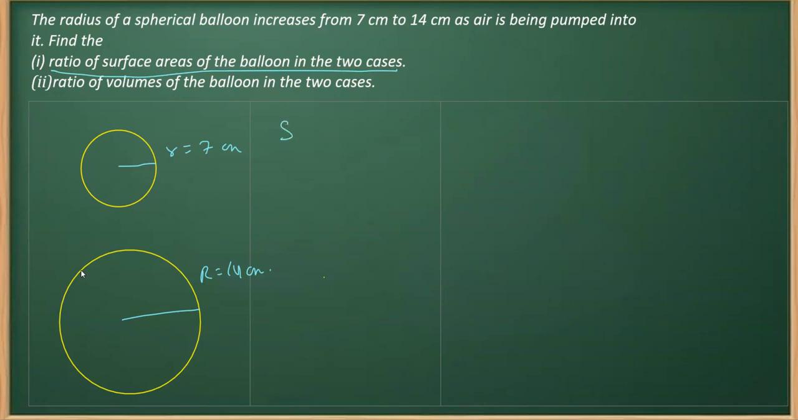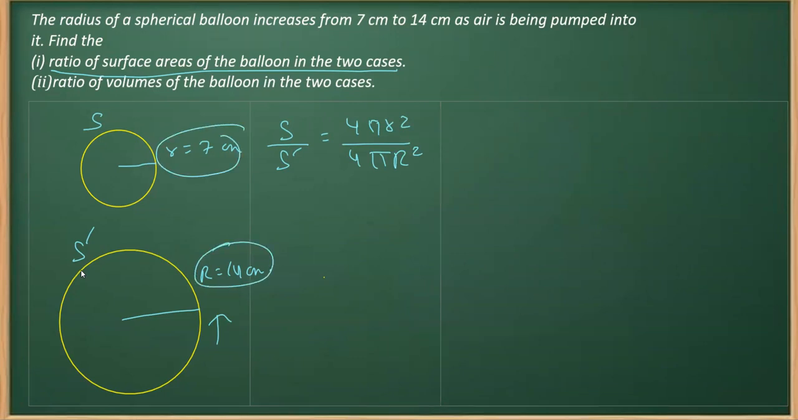So we can write, say, S be the surface area of the first case, and let's say S dash is the surface area of this. So we can say S over S dash. This surface area, I can replace it with its formula, the surface area of a balloon. By formula, it is 4 pi r square, as it is spherical in nature. And similarly, we can write the surface area of the second, that is S dash, as 4 pi R square. Now, notice I have used capital R here for this bigger and small r here for the smaller one.